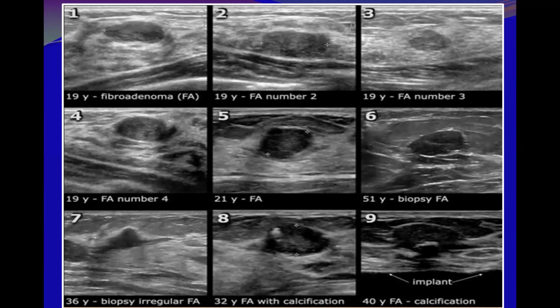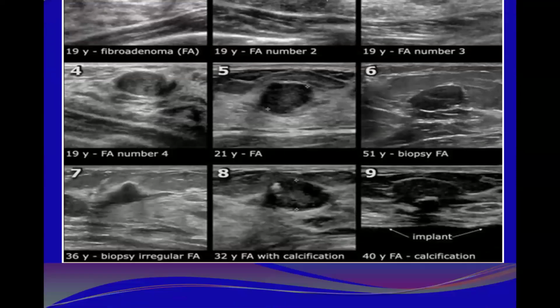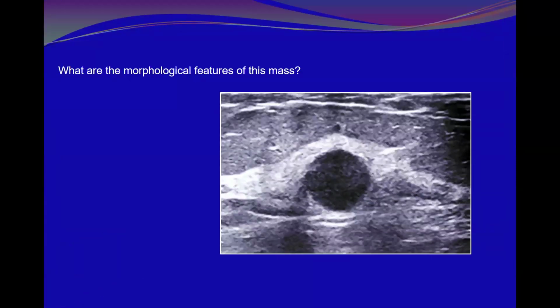These are pathology-proven fibroadenomas, but if you look, neither of them has a complete pseudocapsule. Though some are parallel, homogeneous, and oval, some are a little bit irregular and heterogeneous. So there is some overlap. When the lesion is atypical, we have to go for biopsy. We should not say it can still be fibroadenoma. No, if it is atypical, upgrade to BI-RADS 4 and recommend biopsy.